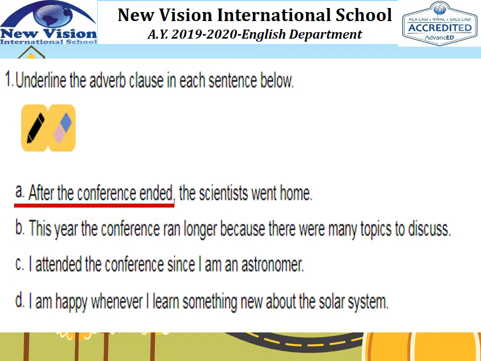Next one. This year, the conference ran longer because there were many topics to discuss. So, where is your subordinating conjunction? We have, all right, because up until discuss will be your adverb clause. Great. How about for letter C? I attended the conference since I am an astronomer. Where is your subordinating conjunction? Very good. From since up until astronomer. Great.